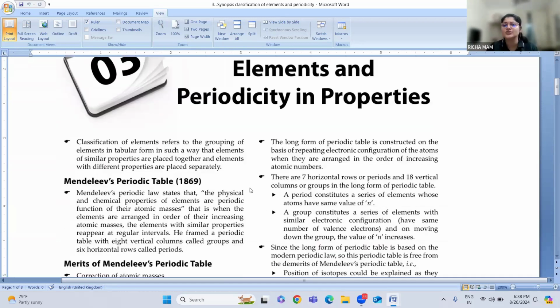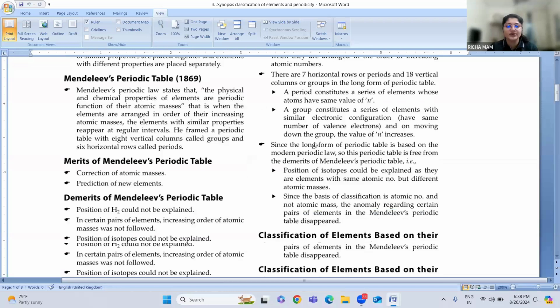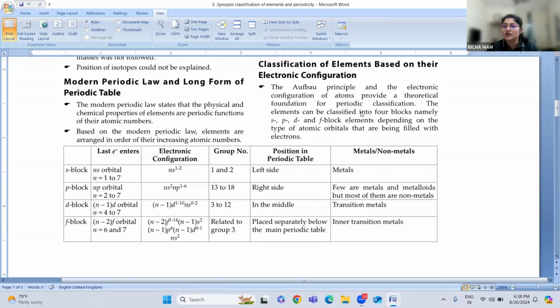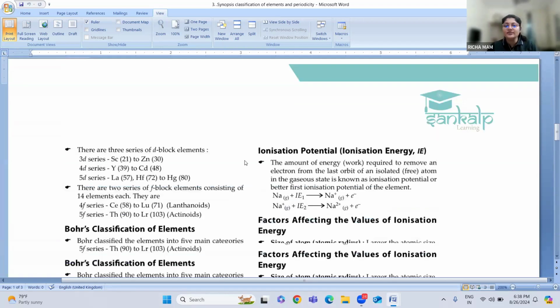Based on that, different scientists put forth different laws. We have discussed what the rows and periods were, what the columns were, and then the general configuration of S block, P block, D and F block elements. All these things we have discussed in our previous class.